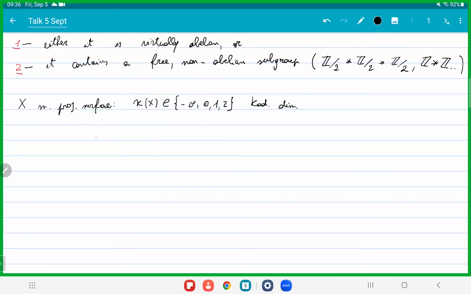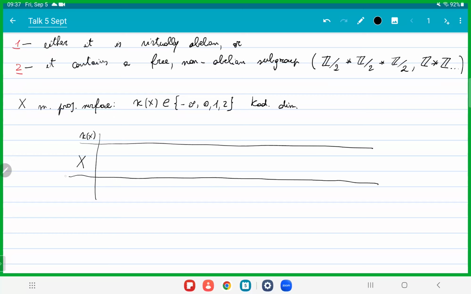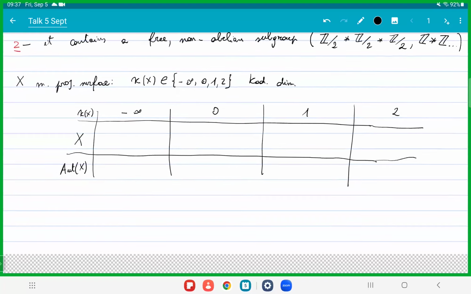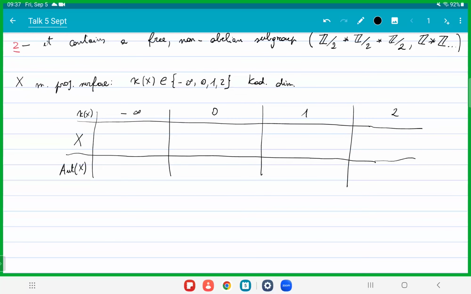And I'm going to write down a small table. Here we have the Kodaira dimension, here we have the possible surfaces X, and here we have what the automorphism group looks like. So we have minus infinity, 0, 1, and 2. And I'll start from the right side, because for our purpose it's the easiest one. If the Kodaira dimension is 2, then we have surfaces of general type.